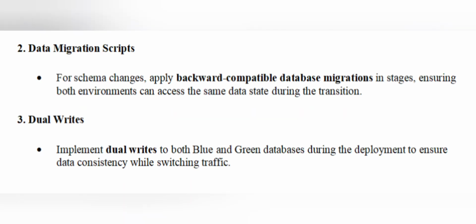The next step would be data migration scripts. For schema changes, apply backward compatible database migrations in stages, ensuring both environments can access the same data state during the transition. Third would be dual writes. Implement dual writes to both blue and green databases during the deployment to ensure data consistency while switching the traffic.